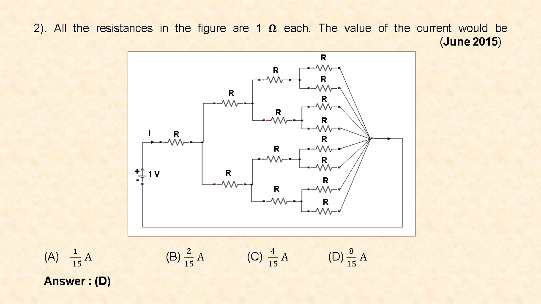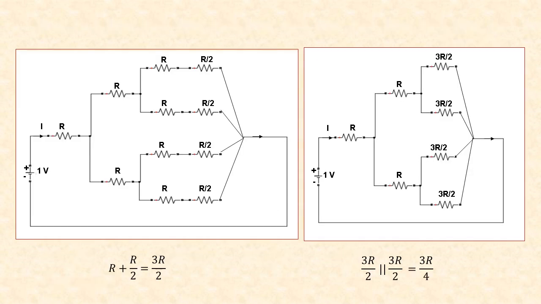So here the resistors are in parallel. If two resistors of same value are connected in parallel, then their equivalent will be half of the resistance value. So the circuit can be simplified as shown in the figure. Now the resistor R and R by 2 are in series. So their equivalent resistance will be R plus R by 2, which is equal to 3R by 2. So this circuit can again be simplified to the circuit shown in the figure.